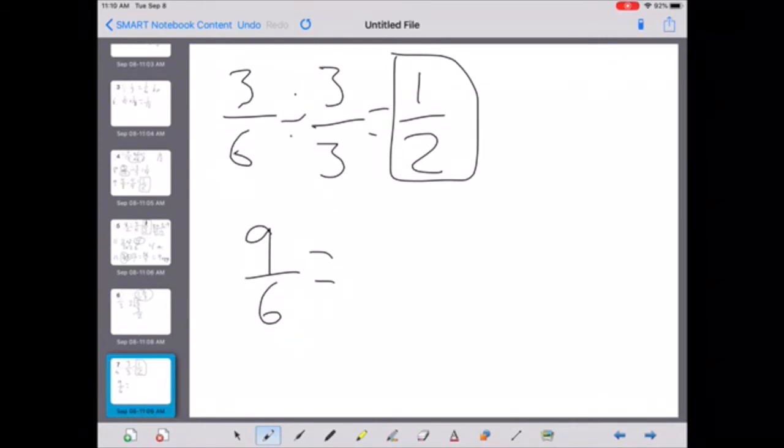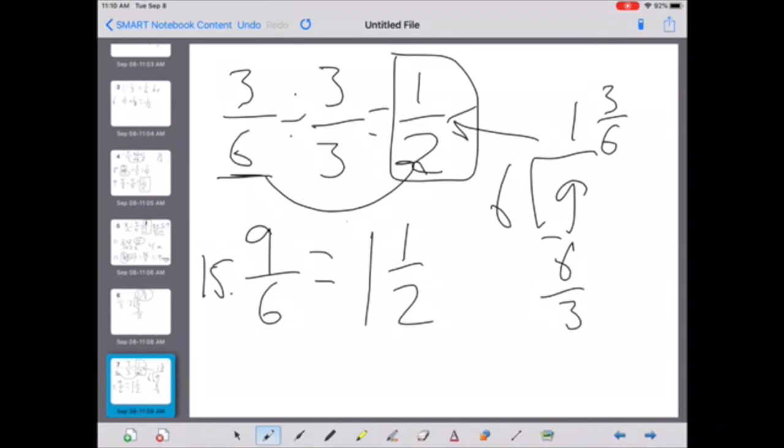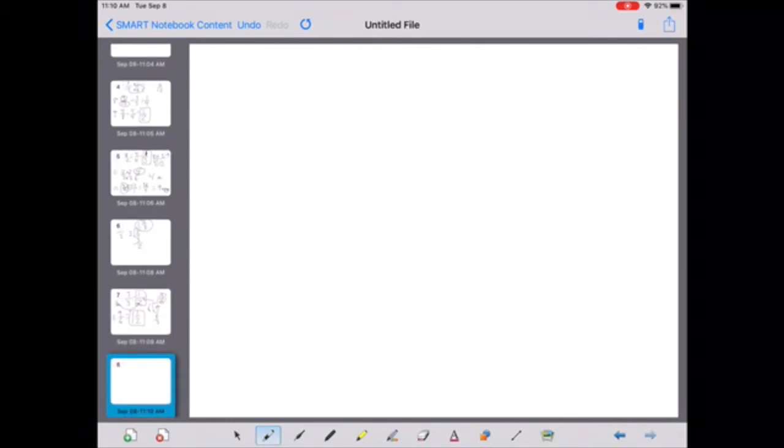Well, that's top in, bottom out, isn't it? So 9 in the box, 6 outside the box. That gives me 1. That gives me a 6. That gives me 3. That gives me 1 3/6. But I go back to number 14 that we just did that says 3/6 reduces to 1/2. And so I put that together for number 15, and I get an answer of 1 1/2. Top in, bottom out, and then reducing to 1/2.